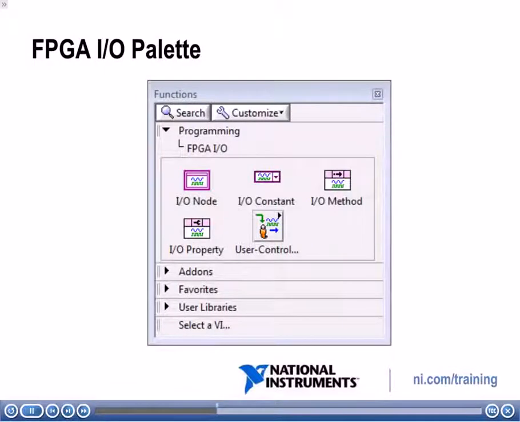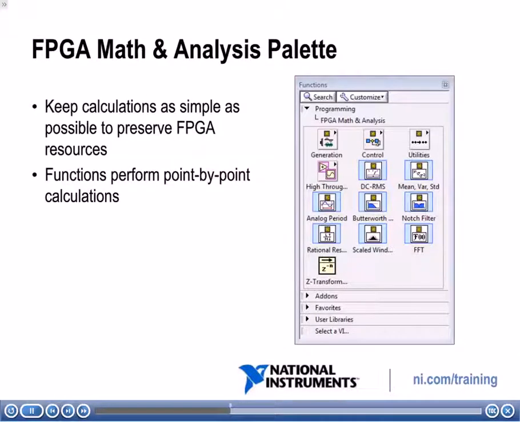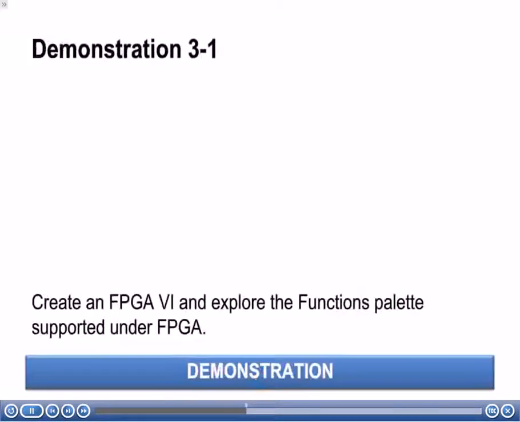One example is the FPGA IO palette. This is a palette on the functions palette that's specific to FPGAs. In this palette, you'll find I/O nodes, which are the nodes that you would use to communicate with I/O through your FPGA. Another palette I want to let you know about is the FPGA Math Analysis palette. On this palette, you'll find FPGA Math Analysis functions that are optimized to execute on an FPGA and also use a minimal amount of resources on the FPGA. The functions will typically perform point-by-point calculations. Okay, now let's dive into LabVIEW and take a look at these palettes.